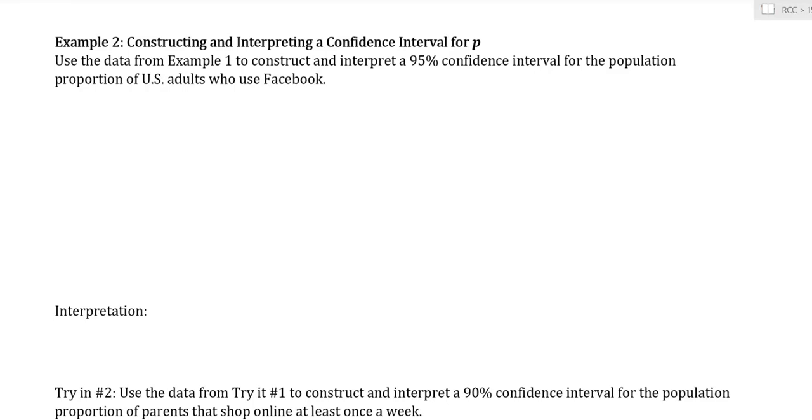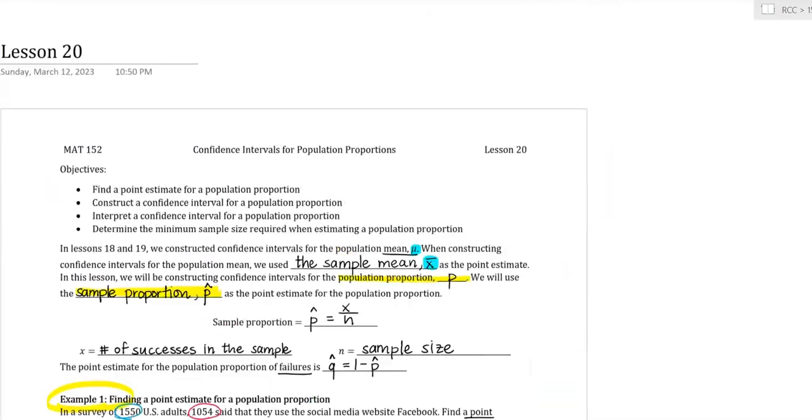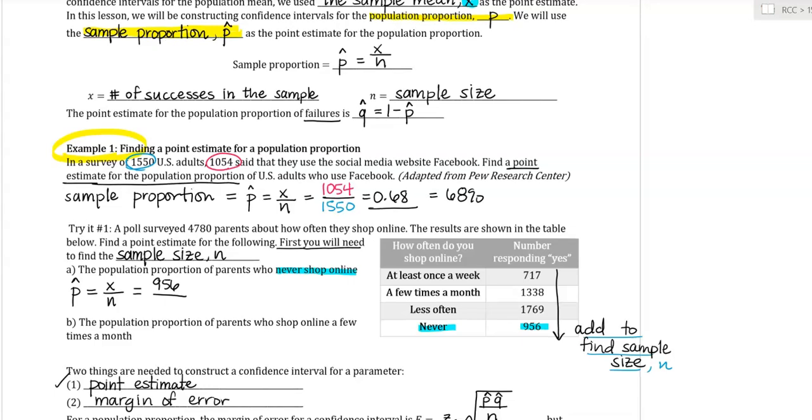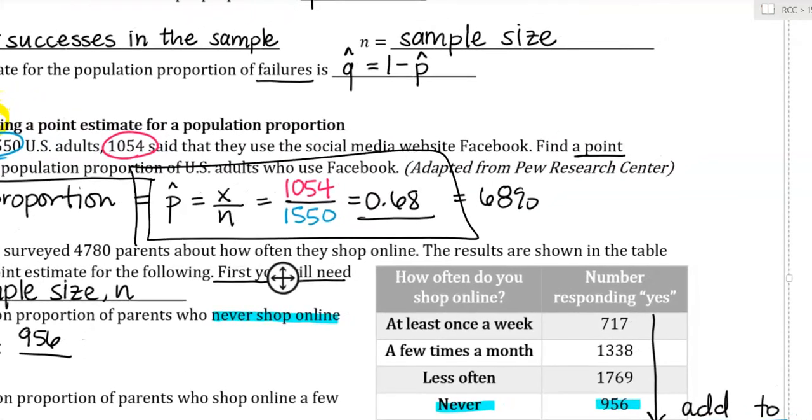So in example 2, we are going to see our first example where we are constructing and interpreting a confidence interval for a population proportion P. We're being asked to use the data from example 1 to construct and interpret a 95% confidence interval for the population proportion of adults who use Facebook. Back in example 1, we had found that P hat, our sample proportion or point estimate, was equal to 0.68. We did that by dividing x by n right here.